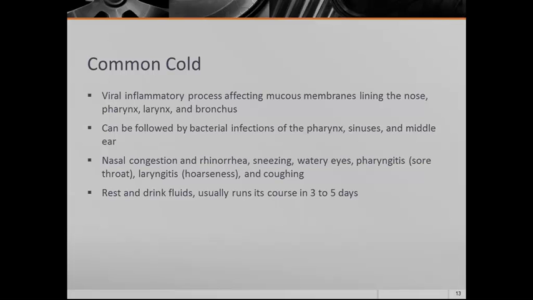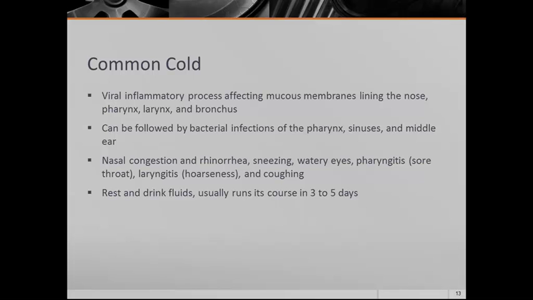The common cold is a viral inflammatory process affecting mucous membrane linings: the nose, pharynx, larynx, and bronchus. It can be followed by bacterial infections of the pharynx, sinuses, and middle ear. Symptoms are nasal congestion or rhinorrhea, sneezing, watery eyes, pharyngitis, also called a sore throat, laryngitis, which is hoarseness, and coughing. Rest and drinking fluids, and it usually runs its course in about 3 to 5 days.